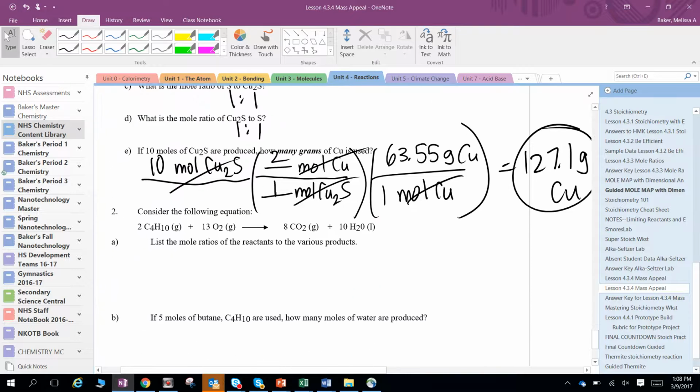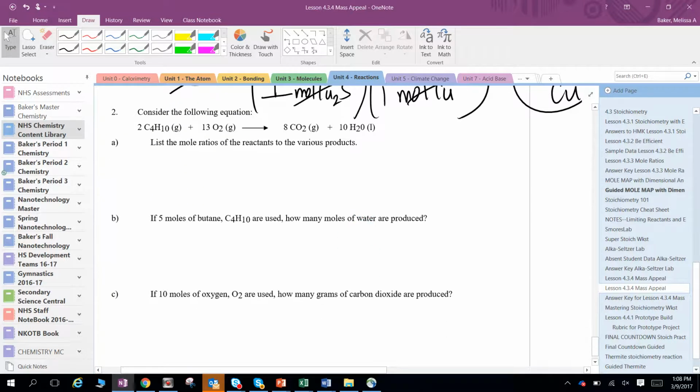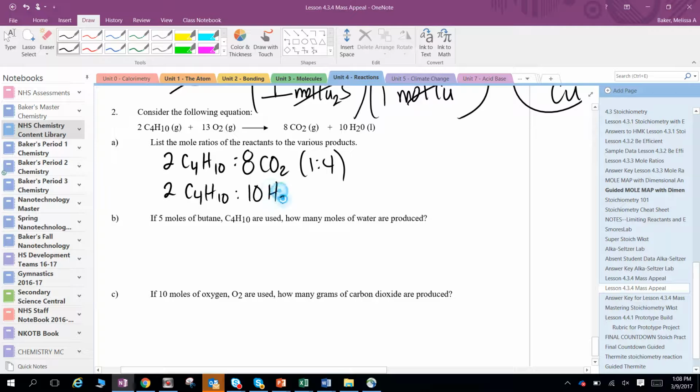Now, before we do this last question, I recommend pausing and trying these on your own first, even if you're struggling. So it first asks you to list out all of the ratios. So every 2 C4H10 produces 8 CO2s. You could also write that as a 1:4 ratio, same thing. For every 2 C4H10s, you produce 10 H2Os. You could also write that as a 1:5 ratio.